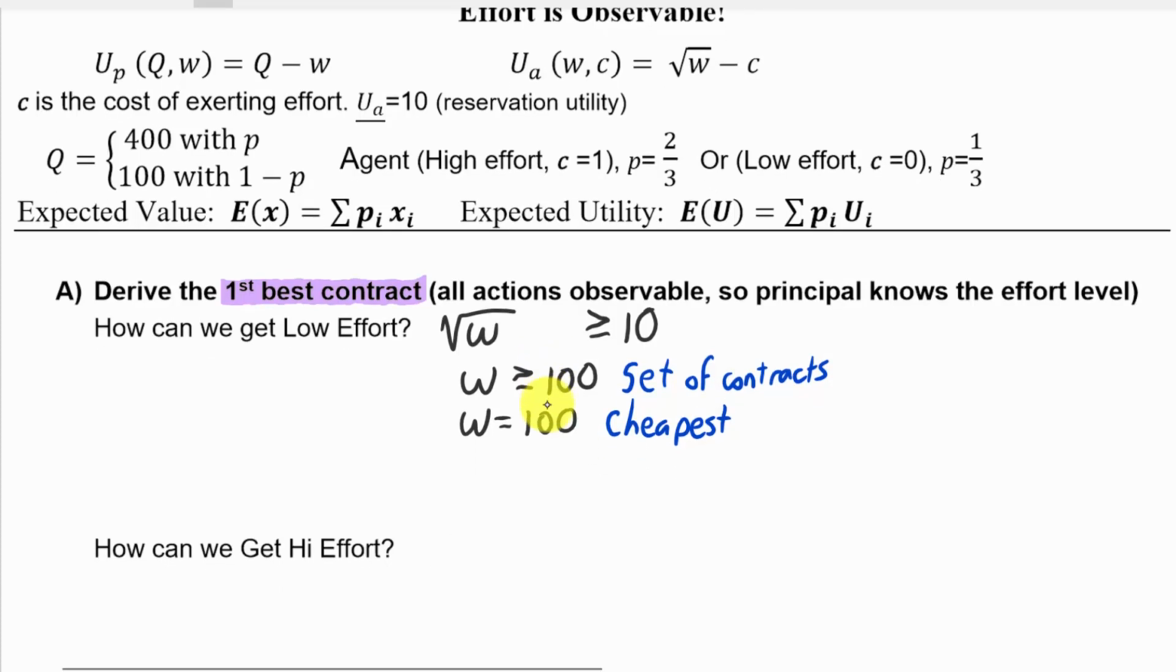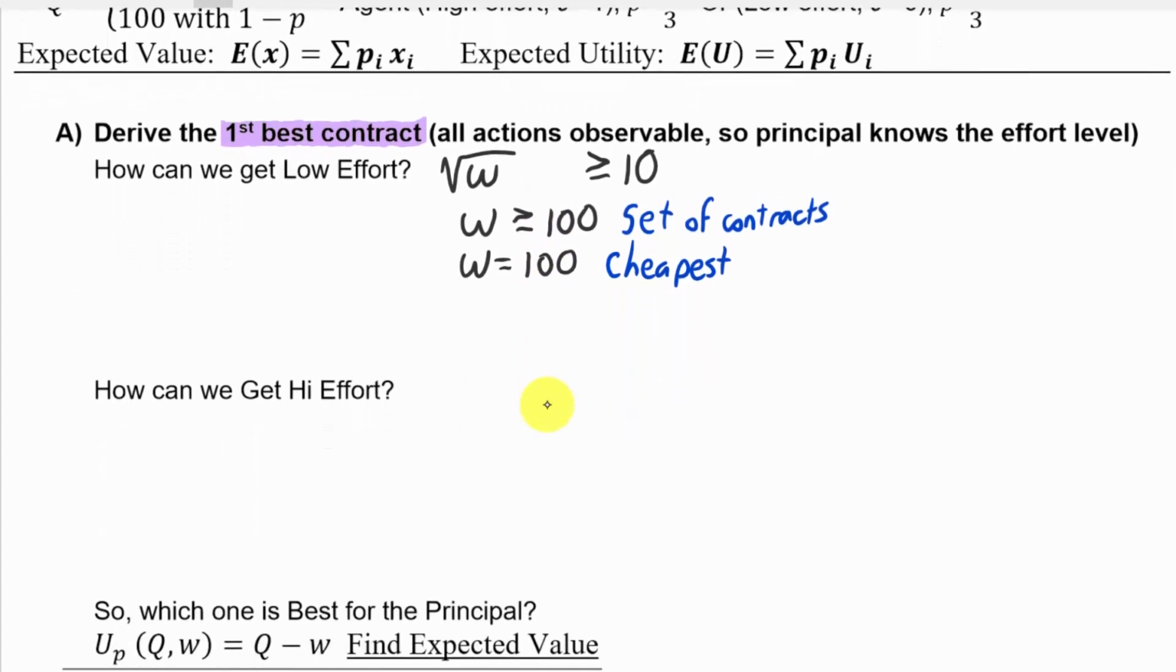So how could we get high effort out of this person? Well, very similarly, we need to look at the utility function of the agent, square root of w minus c, and we need to keep that at least 10. But here, if the agent's going to provide high effort, then that cost of providing effort is 1.